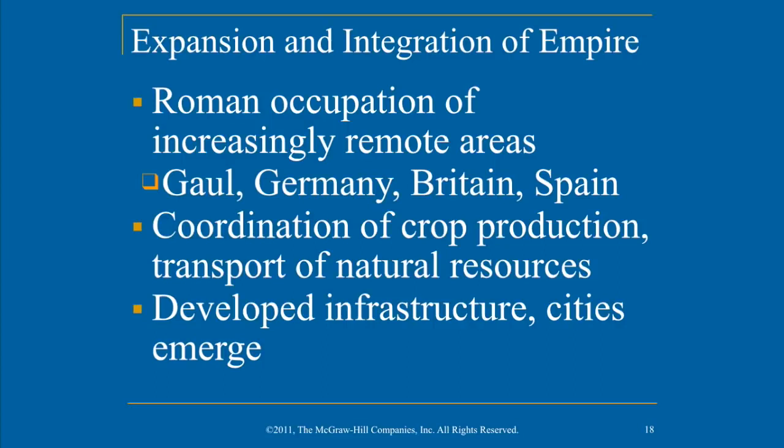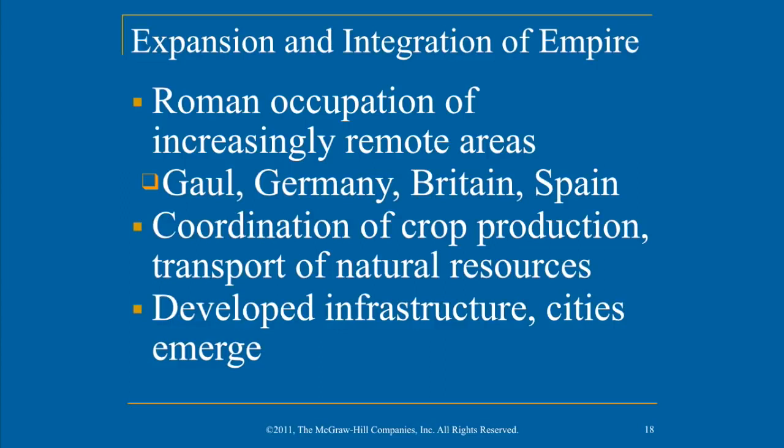Next, they have the coordination of crop production and transport of natural resources. This is one of the great things about Rome that you really need to pay attention to. This coordination of crop production happens under the empire system. In Greece, they were really well known for making grapes and olives. That's why Greek wine, for example, and Greek olive oil, is grown there even to today. In Spain, their large open fields were known for growing wheat and grain. Over in France and Germany, they were really well known for growing meat and animals.